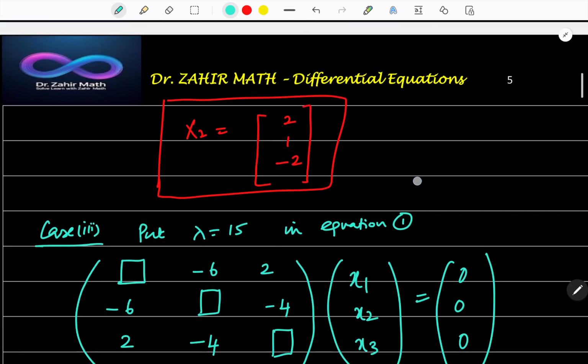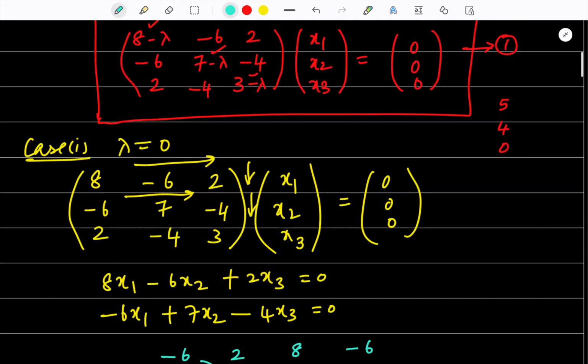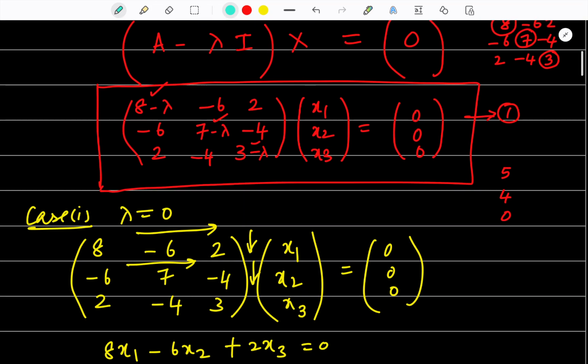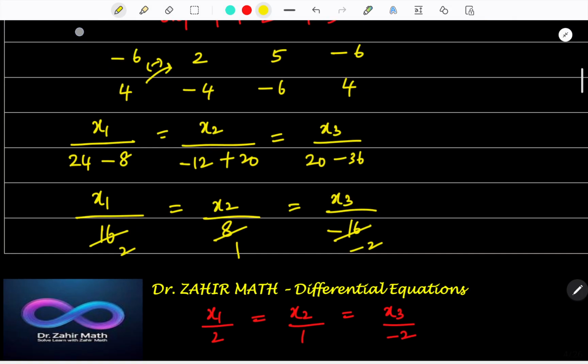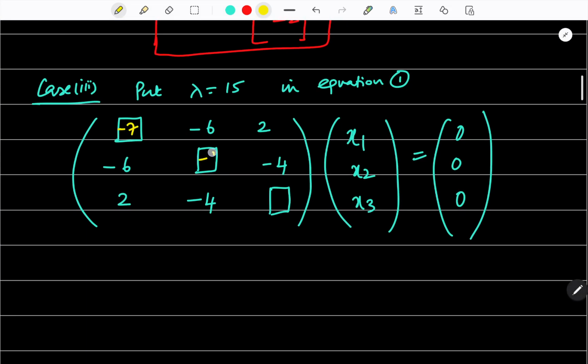Let me put lambda is equal to 15 in equation 1. 8 minus 15 is minus 7. 7 minus 15 is going to become minus 8. 3 minus 15 is going to become minus 12. So the diagonal elements are minus 7, minus 8, minus 12.